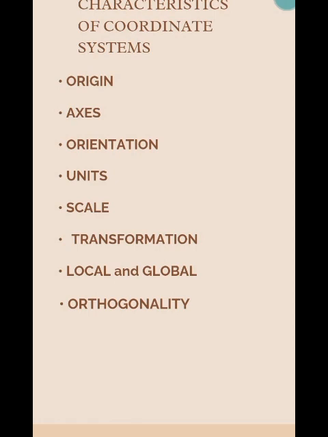So last, orthogonality. In a Cartesian coordinate system, axes are typically orthogonal, meaning they are perpendicular to each other. This property simplifies mathematical calculations and transformations within the coordinate system. Understanding these characteristics is essential for accurately positioning objects, performing transformations, handling input, and rendering graphics within a game environment.